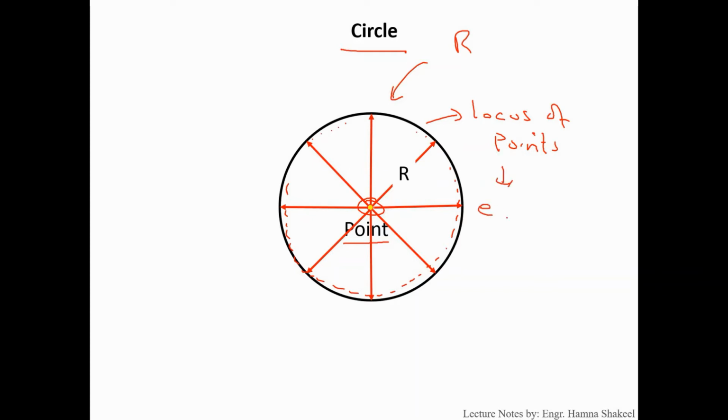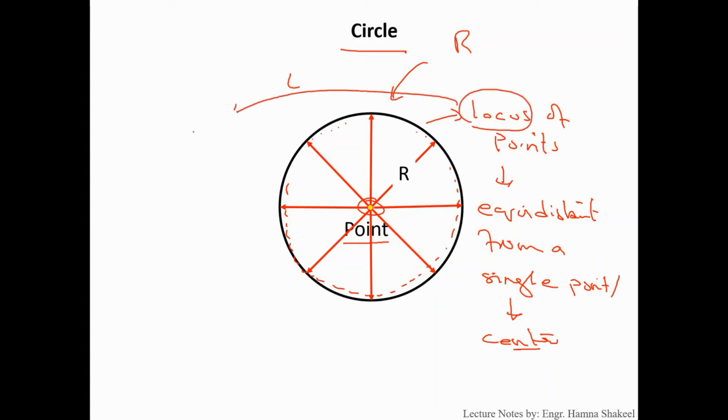So you can define a circle as the locus of points that are equidistant from a single point, or a common point that is known as the center of the circle. Here the term locus can be defined as a set of points that follow a certain property. In this case, that property is that all the points are equidistant from a center point.